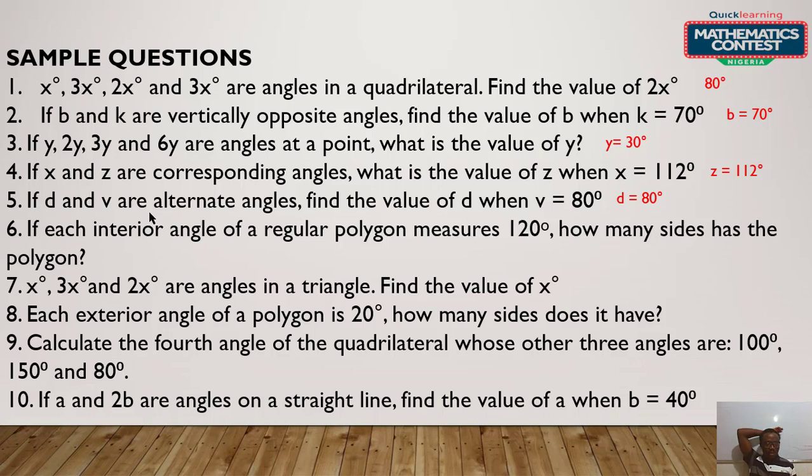Now, number 6. If each interior angle of a regular polygon measures 120 degrees, how many sides has this polygon? This question, I think, let me give you 60 seconds. So the time starts now. Process it, think it very well.